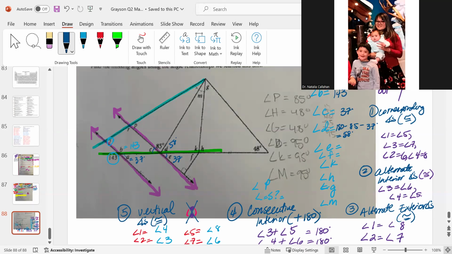Okay, now looking at this next one, I suggest you look at E, F, and the right angle. What can you do with F? How do you find out?